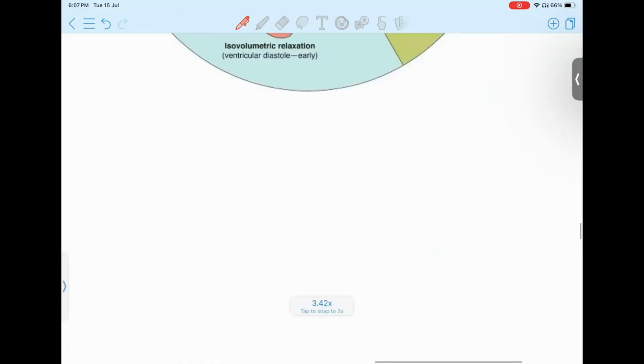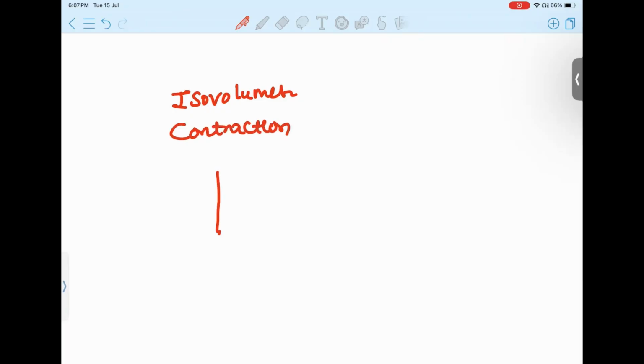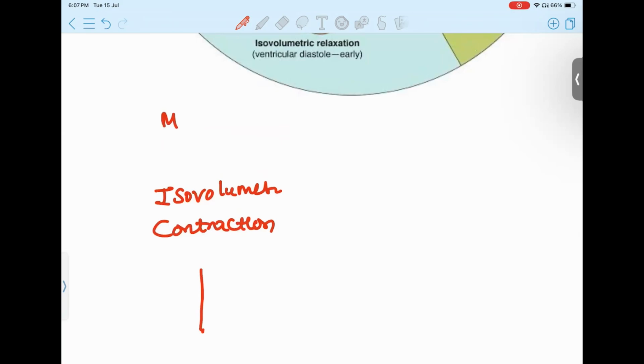It is a simple diagram that you can remember. First thing that you have to remember is the isovolumetric contraction. At this isovolumetric contraction, what happens? Your mitral valve and the tricuspid valve will be closed. So this will cause the S1 sound.